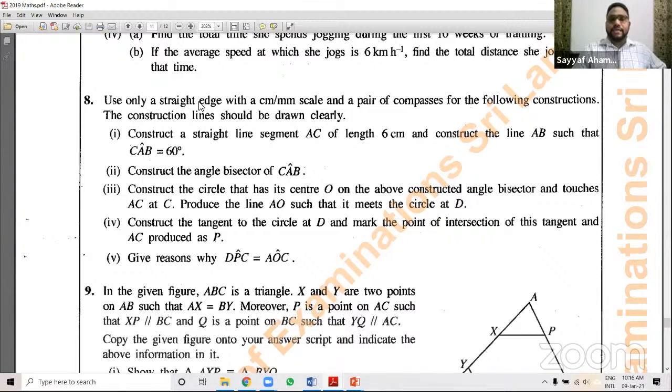Use only a straight edge with a centimeter-millimeter scale and a pair of compasses for the following construction, which means they say don't use the protractor. Please don't use it, but you can use the protractor once you are done drawing, just to measure. There are 5 questions, part by part. For each part you are given marks. So even if you go wrong in one part, for the balance remaining you still get marks, as long as you proceed the proper way until the end.